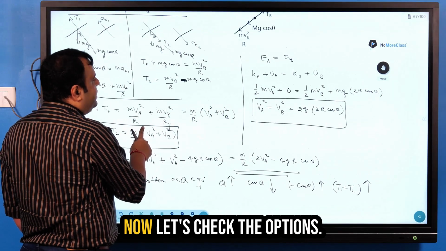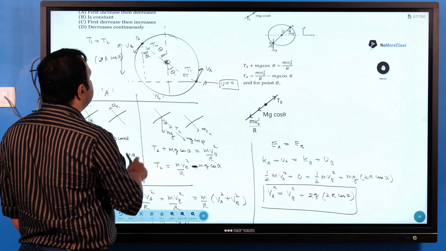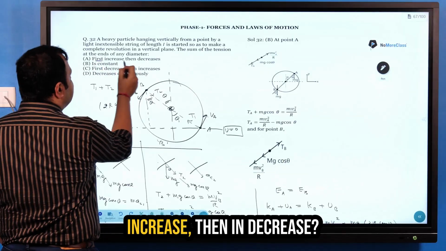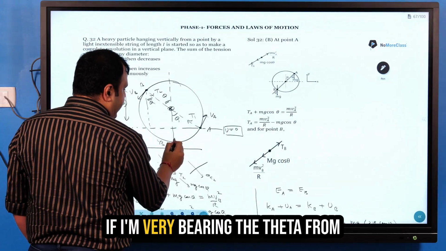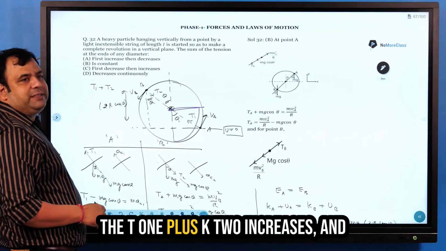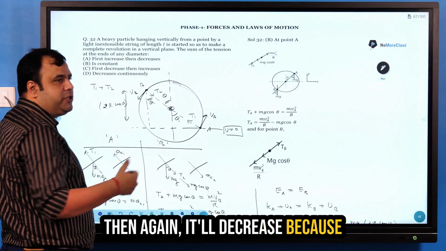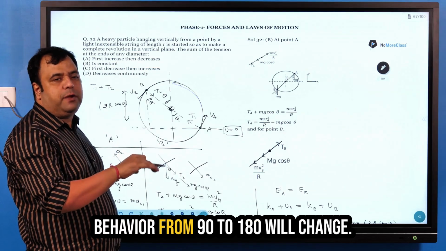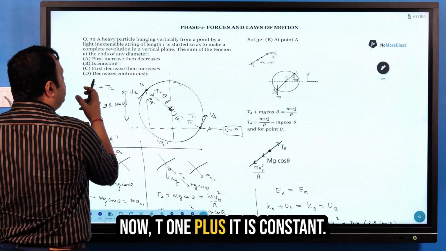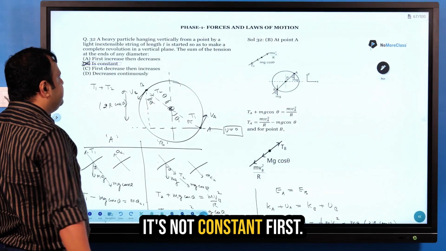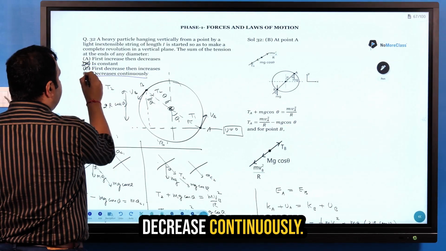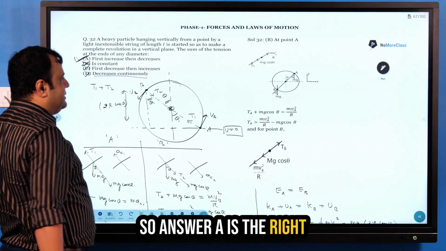Now, after getting the relation, let's check the options. The first option says first increase, then decrease. Yes, that is possible if I'm varying theta from the bottom till the top. In the first half, T1 plus T2 increases, and then it will decrease because theta will go from 90 to 180 and the behavior will change. So that is a possible answer. Now, T1 plus T2 is constant? No, that's not the answer. First decrease, then increase? No. Decrease continuously? No. So answer A is the right answer in this case.